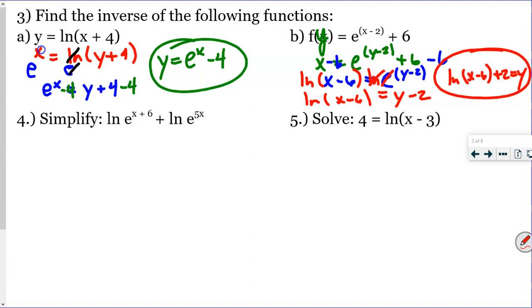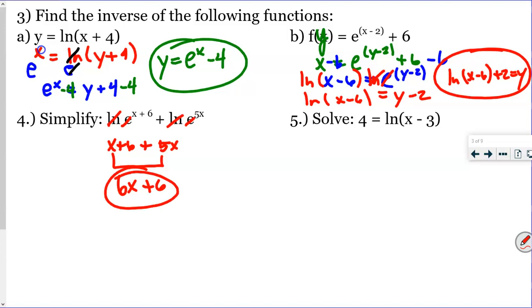All right, on number 4 and 5, let's talk about 4. Number 4 has an ln and e right next to each other. So these actually just cancel each other out, and we get what's left. Right here cancels each other out again. Obviously these are like terms, so that's x plus 5x, that's 6x plus 6.